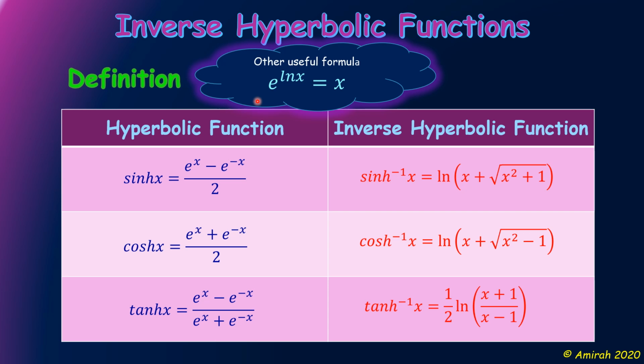And we also have other useful formula. e to the power of ln x equals to x. We can simplify e to the power of ln. But you need to be careful because coefficient of ln should be positive 1 here. So if we have e to the power of positive 1 ln x, we can simplify, so we have x only. This formula is very helpful to solve inverse hyperbolic function.